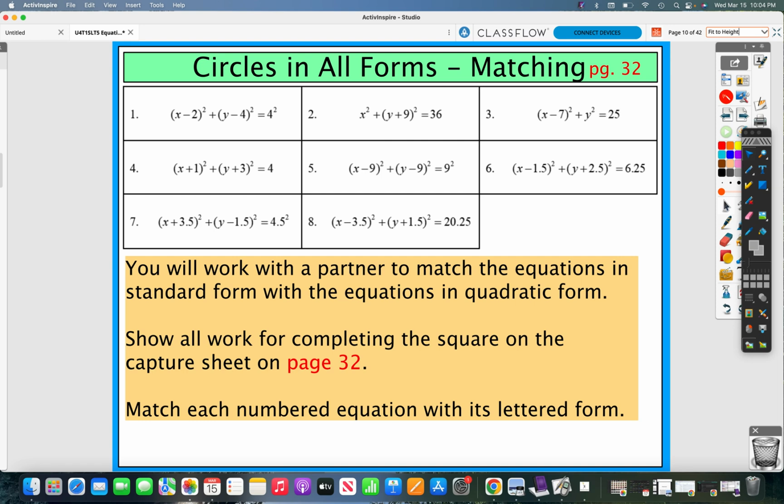So work with a partner. You're going to show all your work on page 32, and you're going to match the numbered equation with its lettered form of the version that is not in the standard form of the circle. All right.